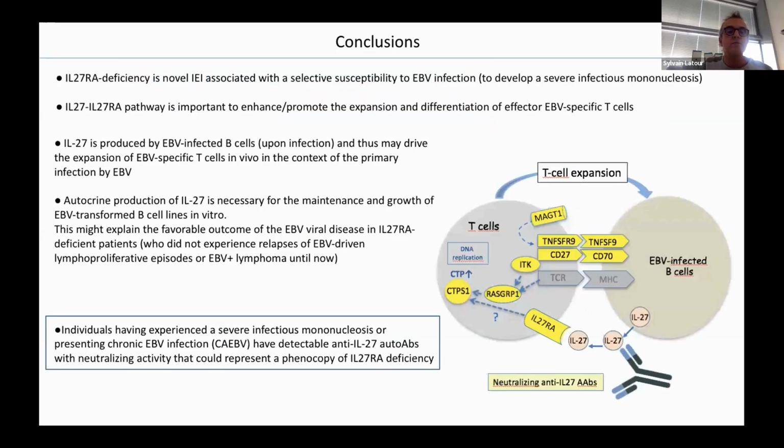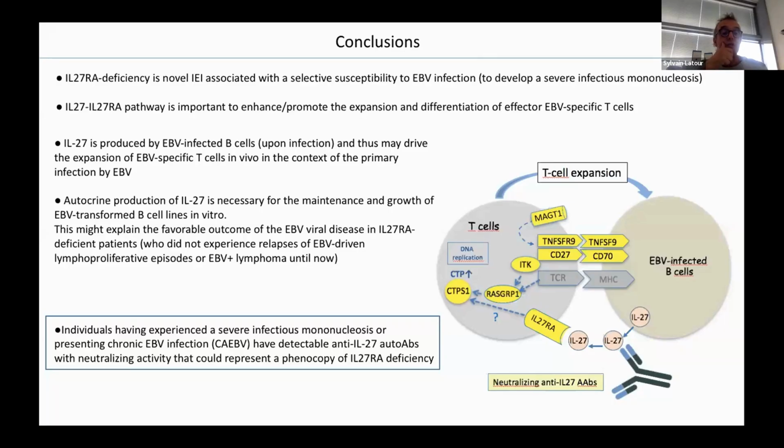So IL-27 deficiency is a novel inborn error of immunity associated with selective susceptibility to EBV infection, and particularly to developing severe primary infection. And this patient seems not to develop other symptoms than this severe primary infection. And we show that this pathway is important to promote the expansion and the differentiation of effector EBV-specific T cells. And IL-27 is produced by EBV-infected B cells upon infection, and so this production may drive the expansion of EBV-specific T cells in vivo in the context of the primary infection.